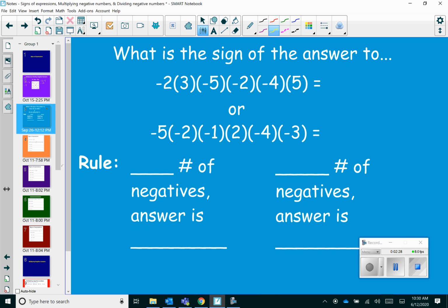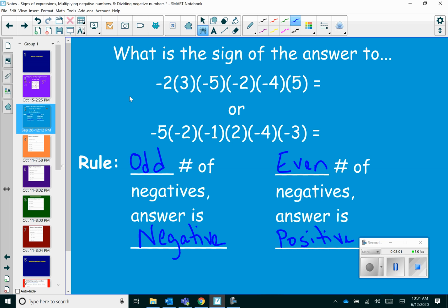Here's another little trick that I'm going to teach you. It says, what is the sign of the answer to? Now we've got a long string of numbers, some positive, some negative, that we're going to be multiplying. Well, the little trick is if you have an odd number of negatives, your answer is going to be a negative. And if you have an even number of negatives, your answer is going to be positive.